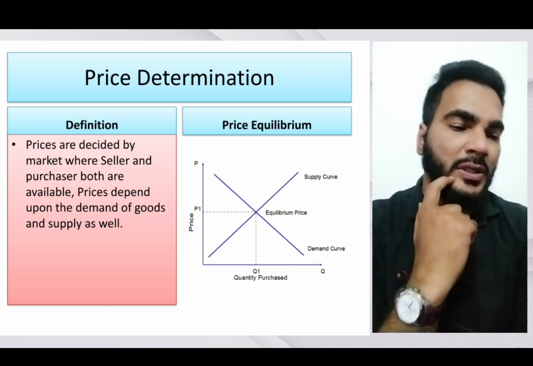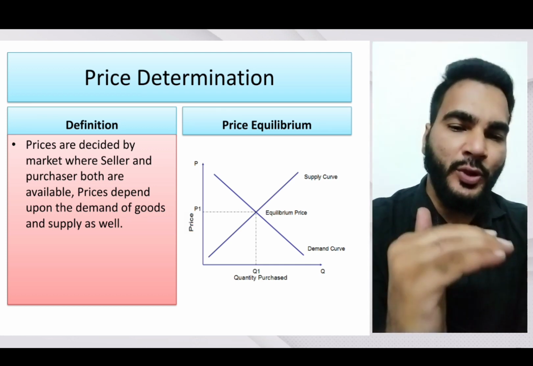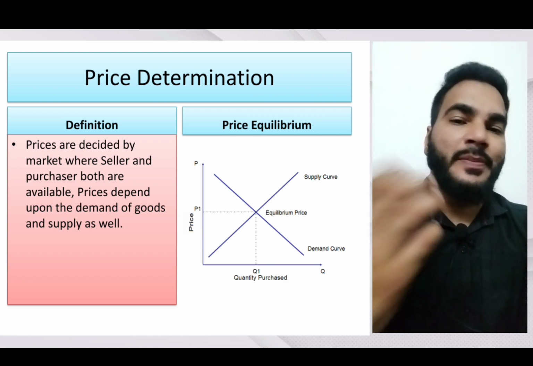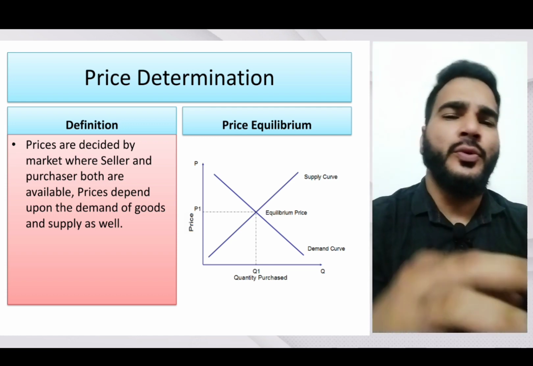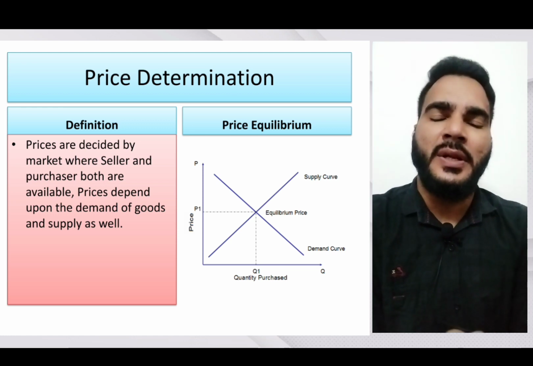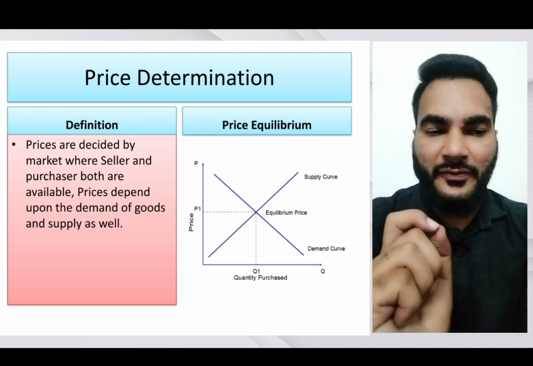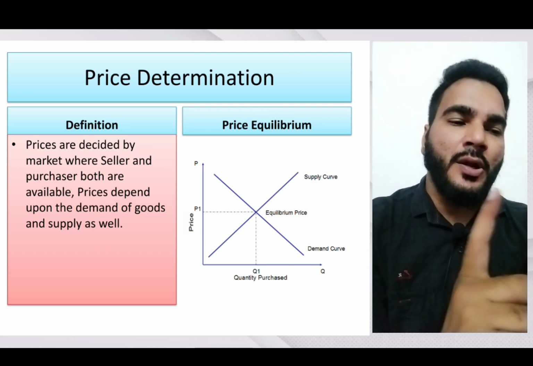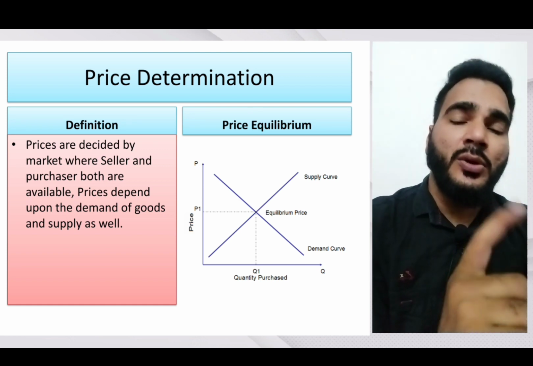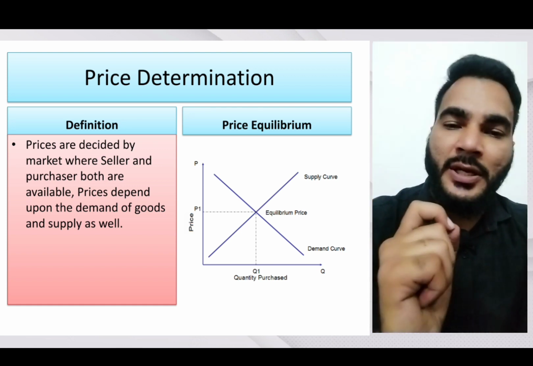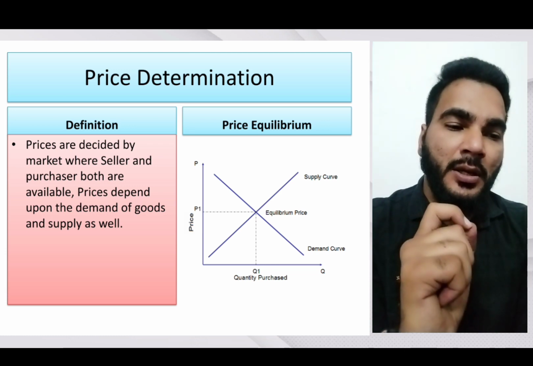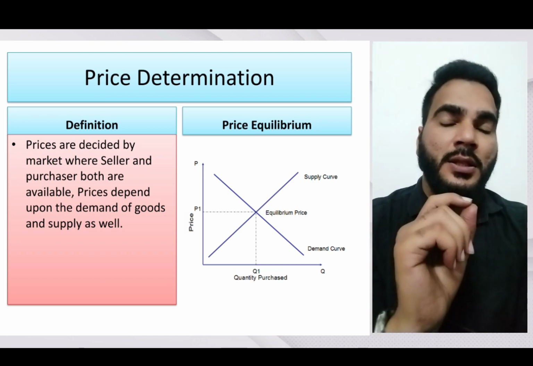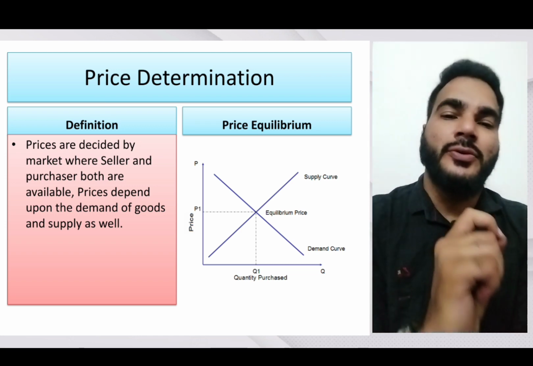Basically how it works: if the demand of the product and the supply of the product are the same, like if the demand is 200 units and you are able to supply 200 units as well, that is the exact price. As you can see from the price equilibrium curve, the supply curve and demand curve intersect at P1 and Q1. That is the main deciding point where the prices are actually decided.